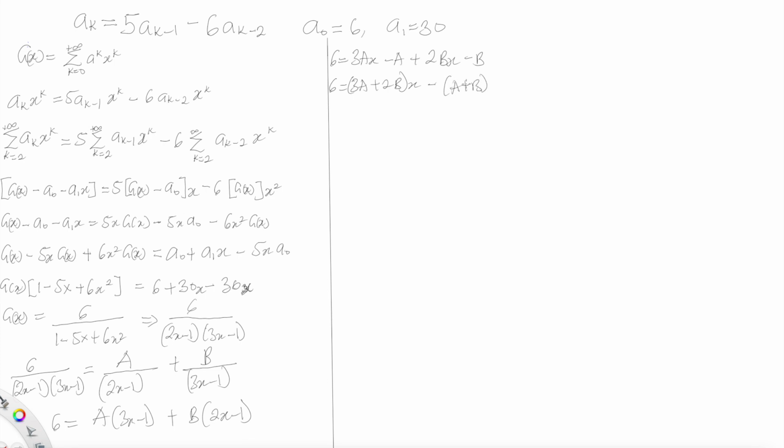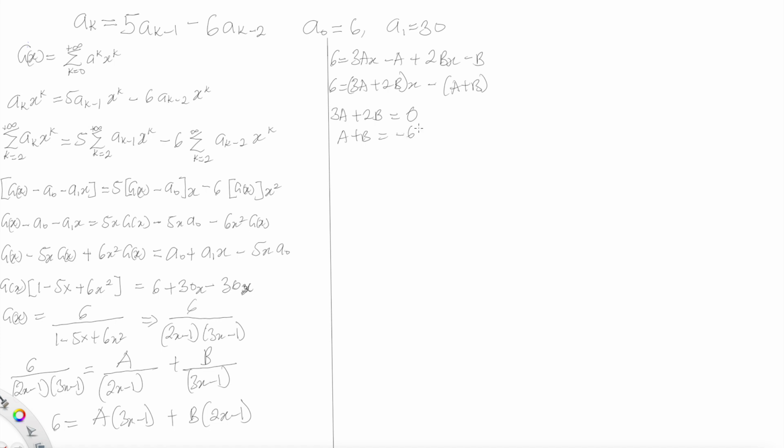So then, since the left hand side should equal the right hand side, we could conclude that 3a plus 2b should give us 0, and then a plus b should give us minus 6, because of this negative, minus 6.